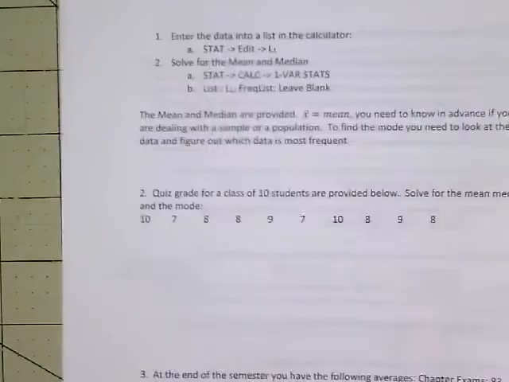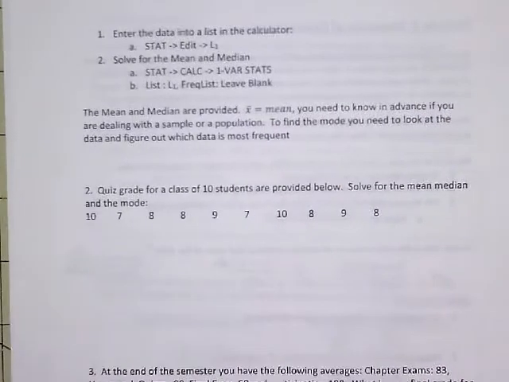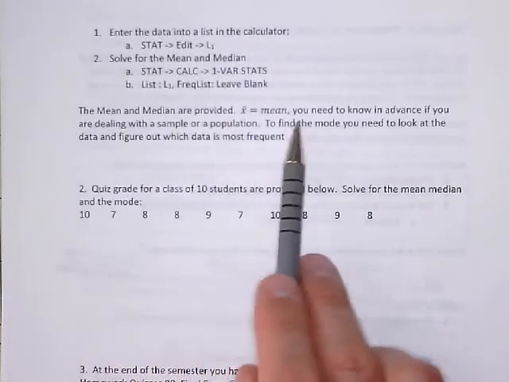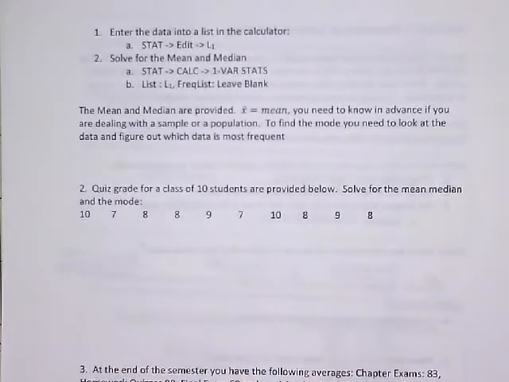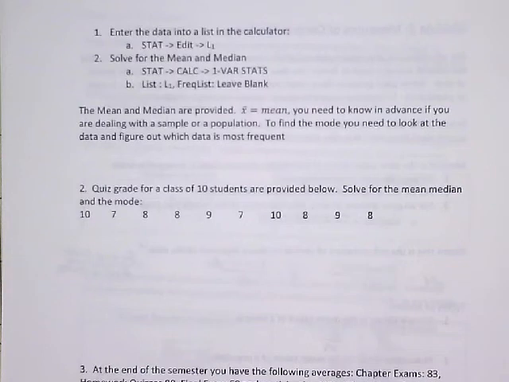Okay. So back here are my step-by-step instructions on how to do this in the calculator. Okay, and there's also the mean and the median are provided. X bar is the mean. You'll need to know in advance if you're dealing with a sample or a population. So that I've already talked about. And the mode you need to figure out on your own.